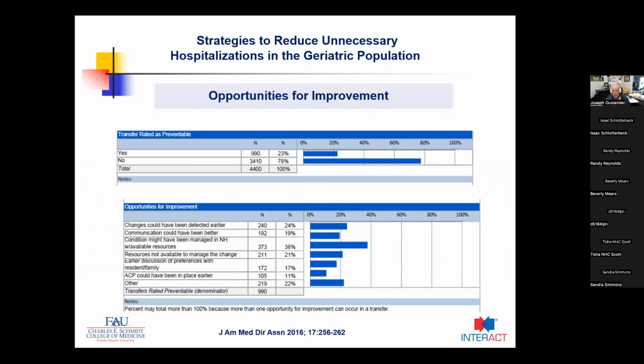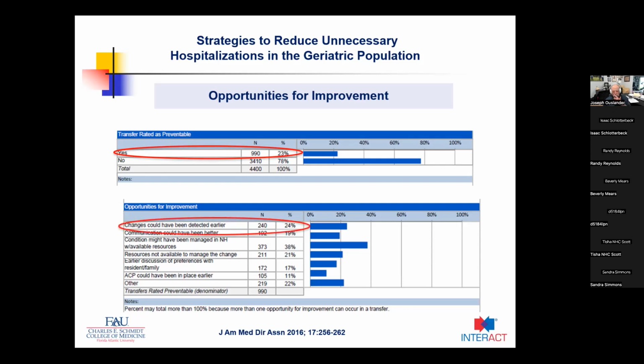This number is based on 4,400 transfers, but we've actually done this on close to 7,000 transfers, and we've asked the question, in retrospect, do you think this transfer could have been avoided, or was preventable, or was unnecessary? And it was very consistent. Between 22 and 24% of the transfers were rated by nursing home staff as potentially preventable.